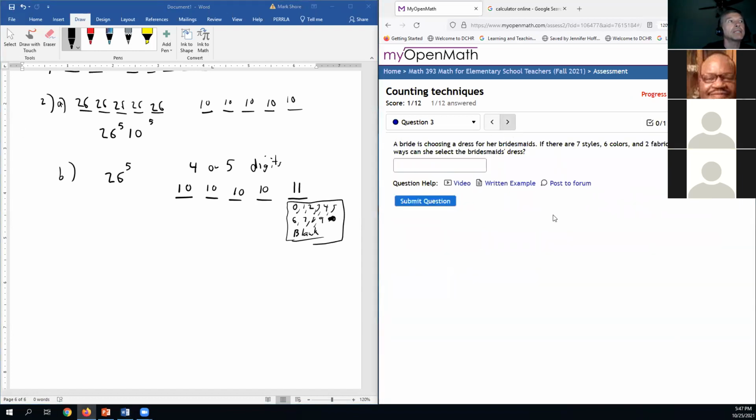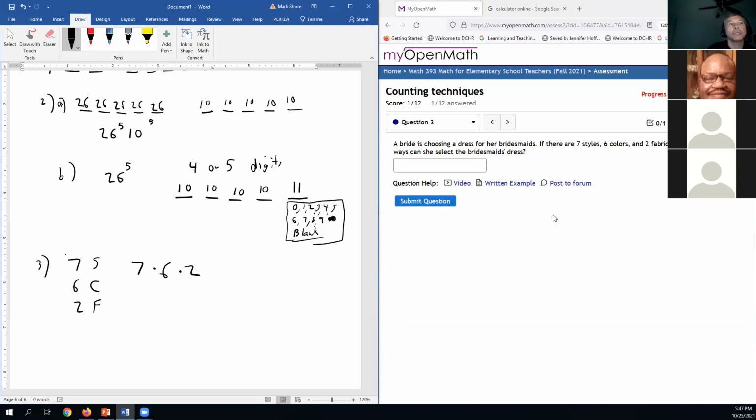And taking a look at number 3 here. It says a bride is choosing a dress for her bridesmaids. There are 7 styles. So let's just keep track. 7 styles, 6 colors, and 2 fabrics. And how many ways can she select the bridesmaid's dress? Well, it could be a particular style, any one of these 7, times any one of these colors, times any one of these 2 fabrics.